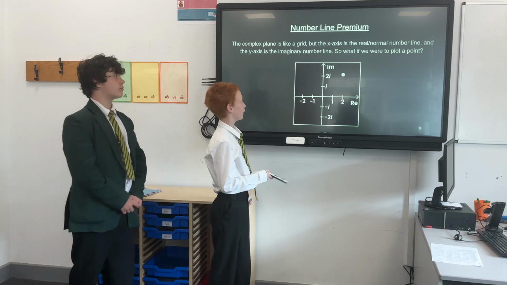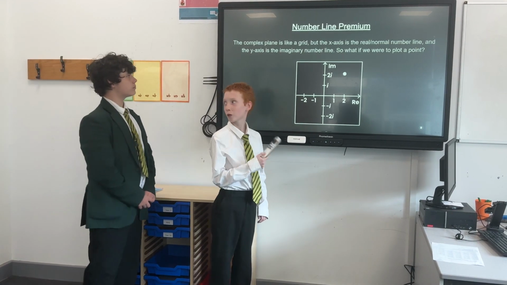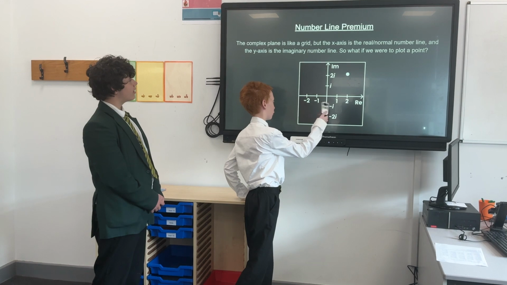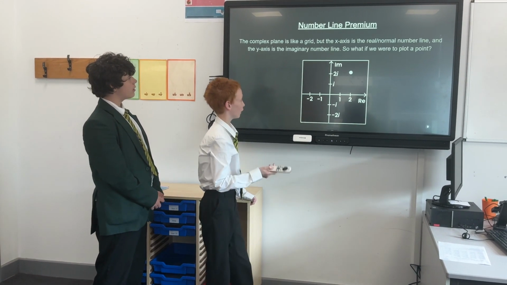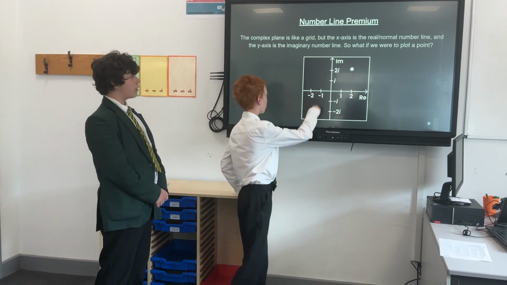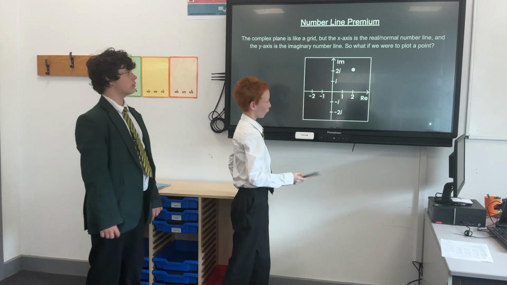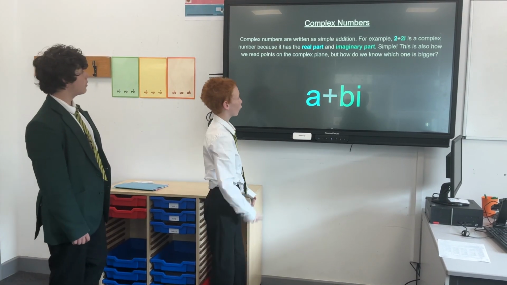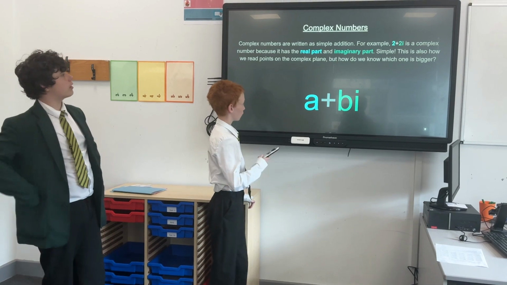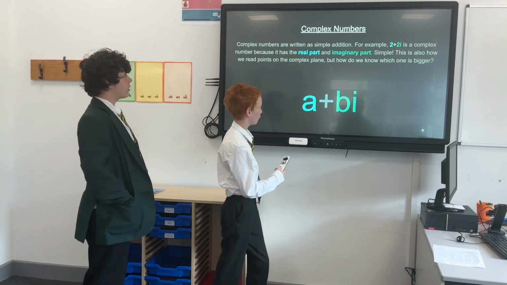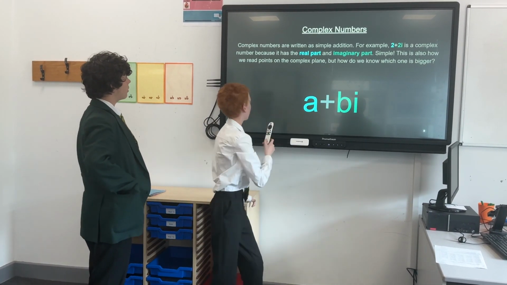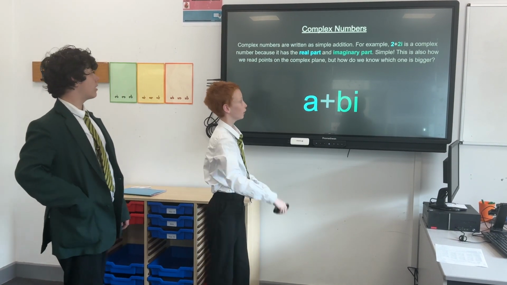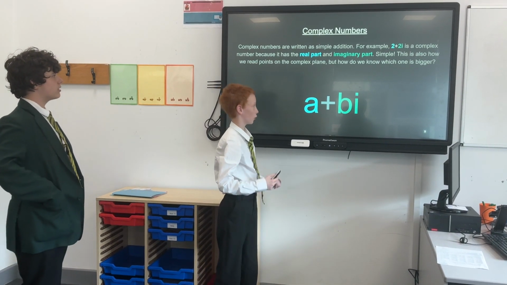The complex plane is basically number line premium, but the x-axis is the normal number line, and the y-axis is the imaginary number line. So what if we plotted points, say like this one here? Well, we'll get complex numbers. Complex numbers are written as simple addition. For example, 2 plus 2i, because it has the real part and the imaginary part. Simple. This is also how we read points on the complex plane.